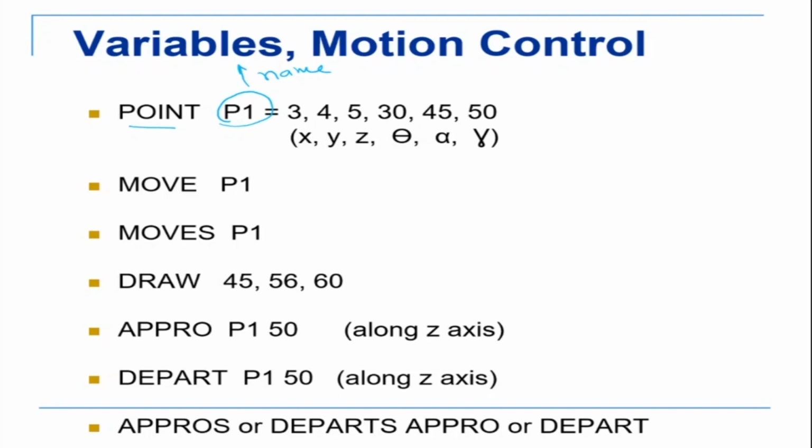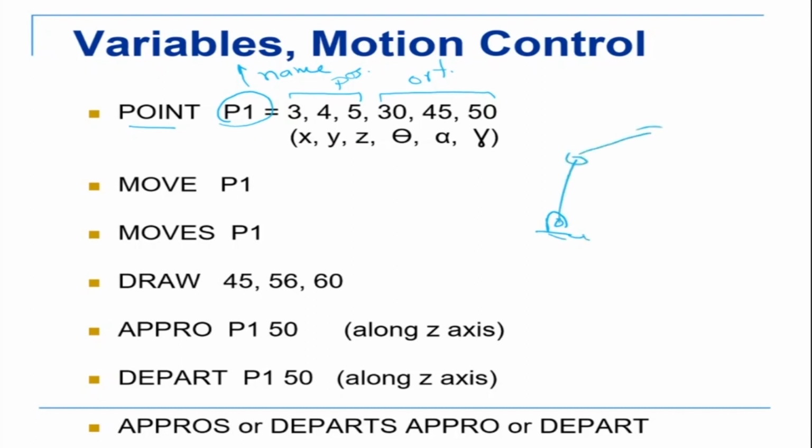The variable name is P1, and this points to the end effector location. The X, Y, Z is given here, and theta, alpha, and gamma are the orientation. So this is the position of the end effector, and this is the orientation of the end effector. So point P1 indicates a point of the end effector where the position is 3, 4, 5 X, Y, Z coordinates, and the orientation angles are theta, alpha, gamma.